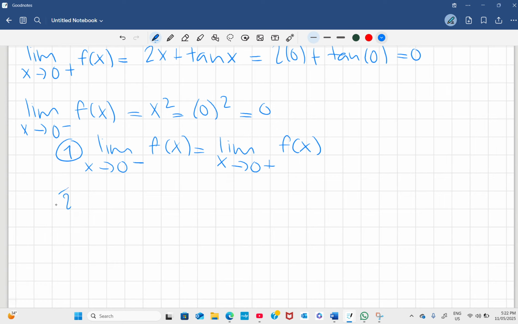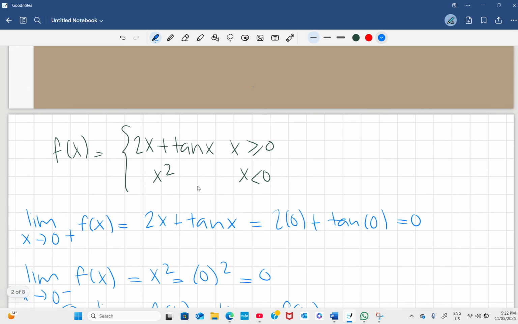Where is this? Okay, so the limit as x approaches 0 should be equal to f of 0. Which one is f of 0? The one that has the equal sign. And here, this one is greater than or equal to, so I always choose this one to substitute 0 in.